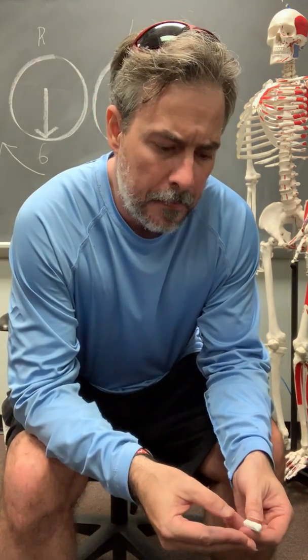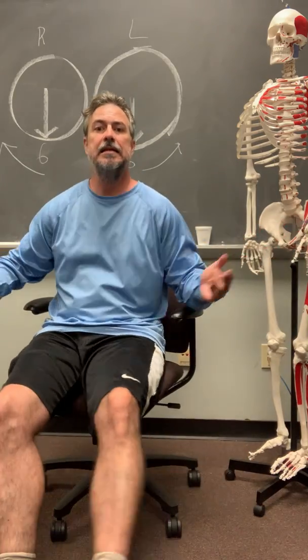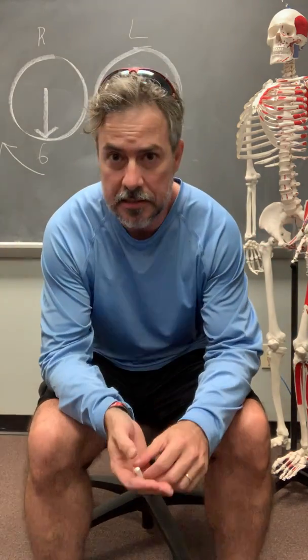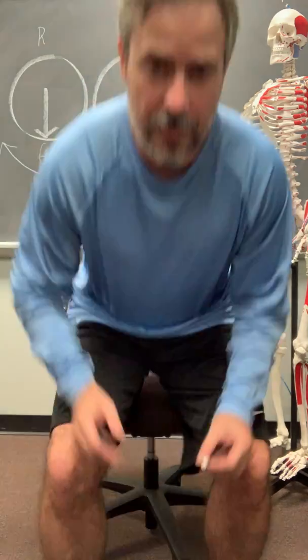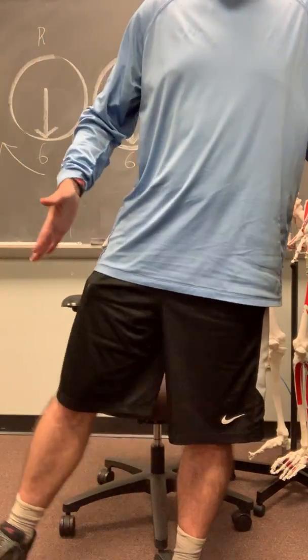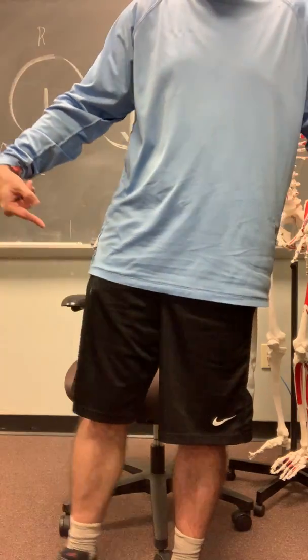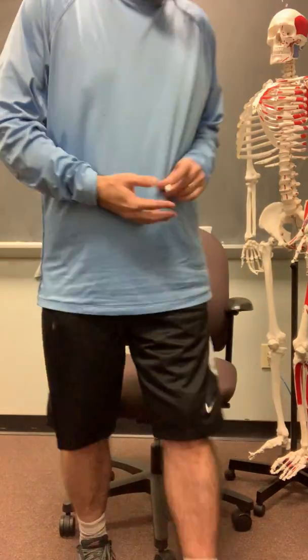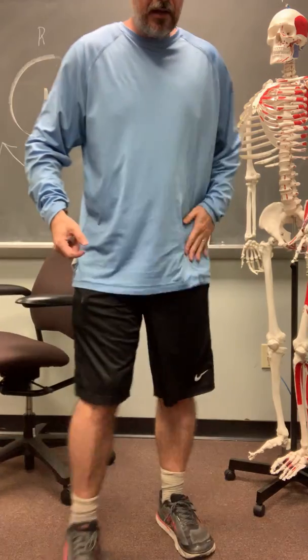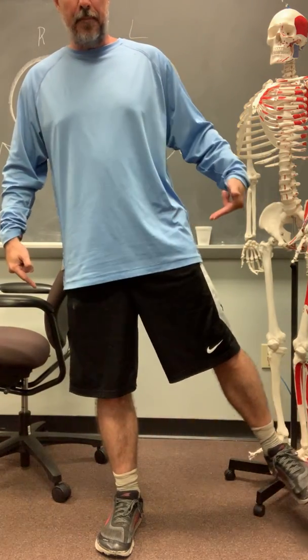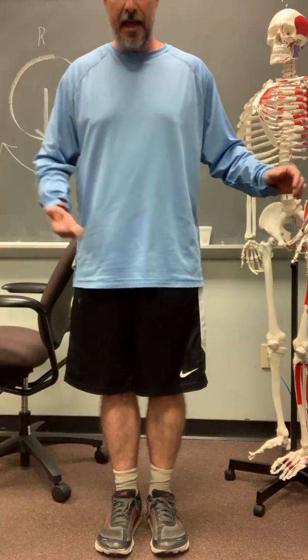Abduction, adduction. You can see how these two terms are confusing, so what I try to do is use the term AB to emphasize the away from 6, and AD to emphasize the toward 6. I'll say that in class as well. Right hip, right hip, and it's kind of silly, but it helps to remember. Left hip, left hip, okay?